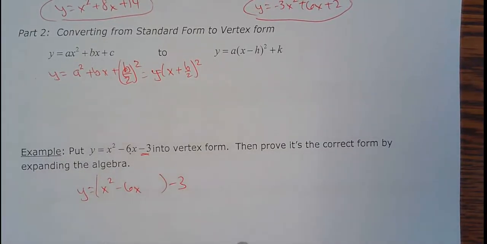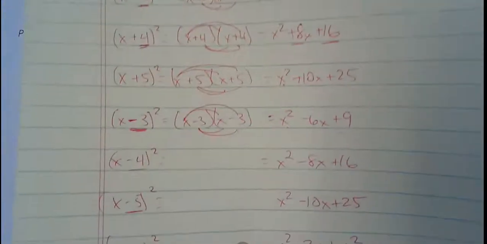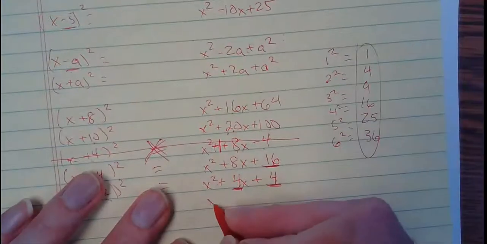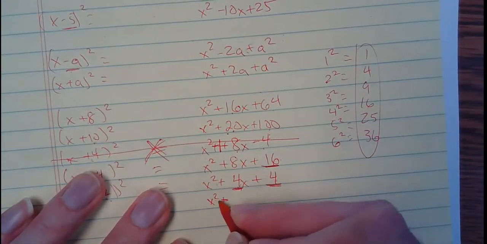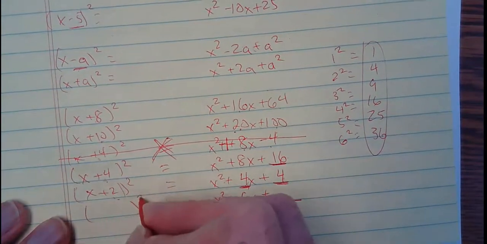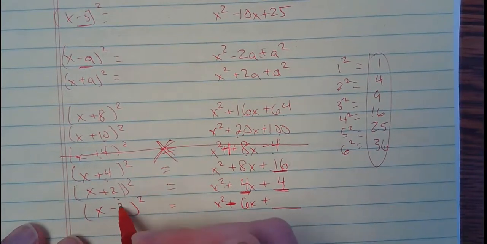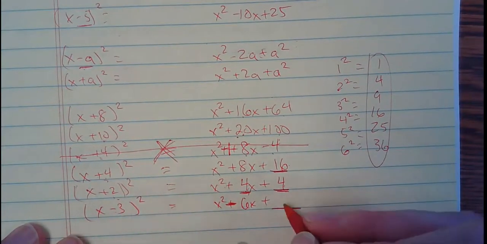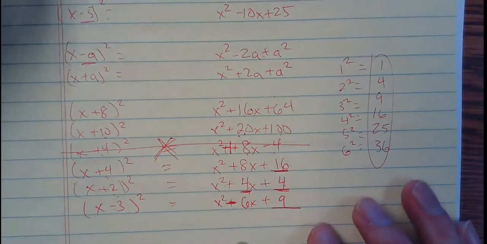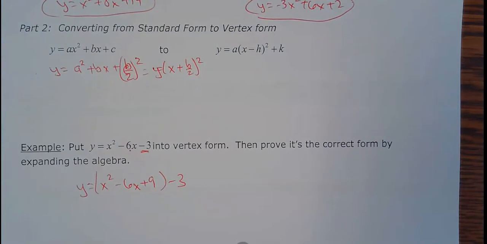What number do I want to be in there? I have x squared minus 6x plus what would make this a binomial squared? So half of 6 is 3. 3 squared is 9. So 9 is the one I want, so I need to add a 9 here.